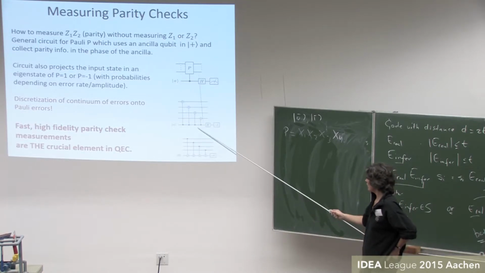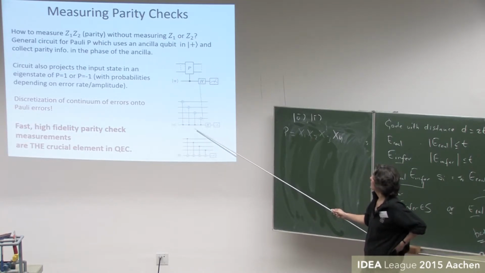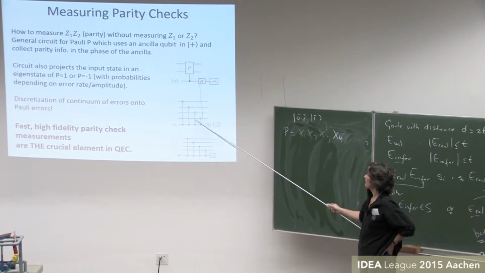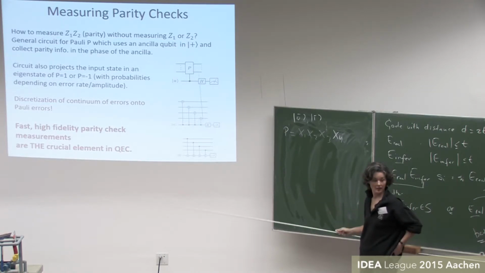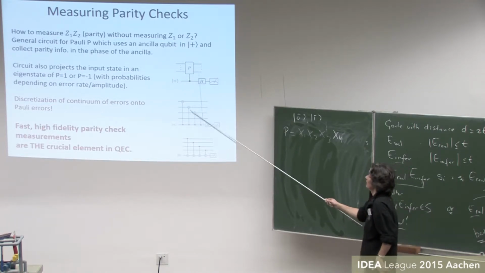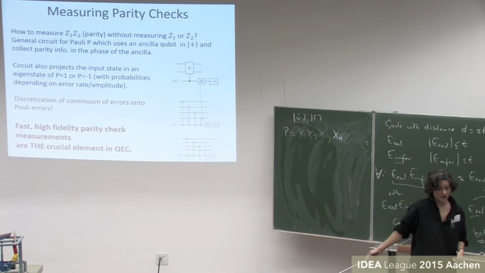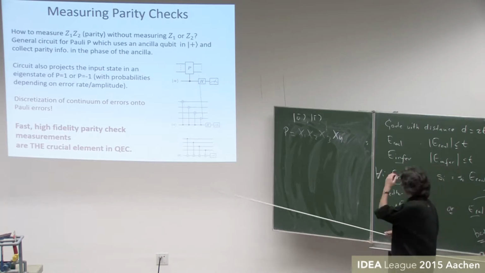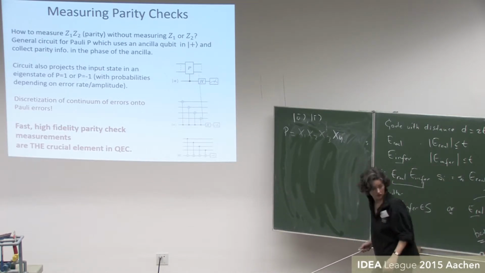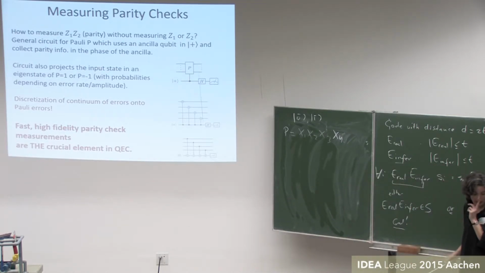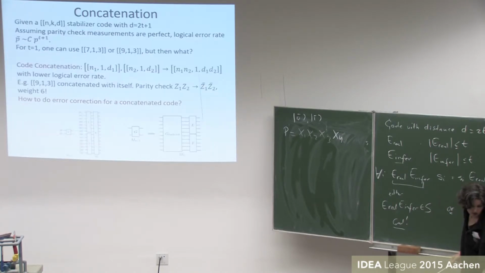Or worse, and I will discuss this in a moment, there may be errors that feed back to the data if this circuit is done imperfectly. And those errors that feed back to the data could actually defeat the whole purpose of doing error correction. But we'll show this in a moment. Okay, so I'll come to the Steane code a little bit later, so skip that for now.